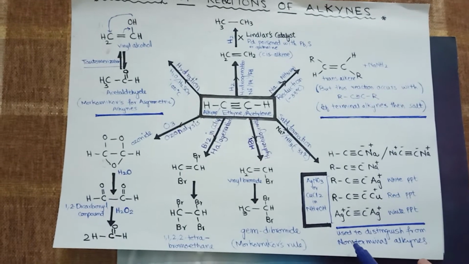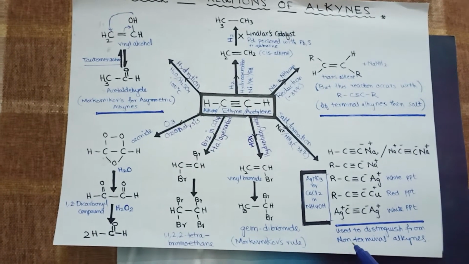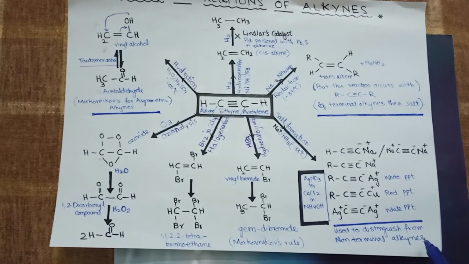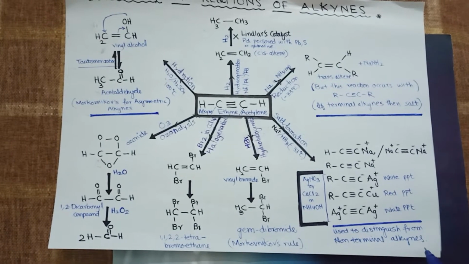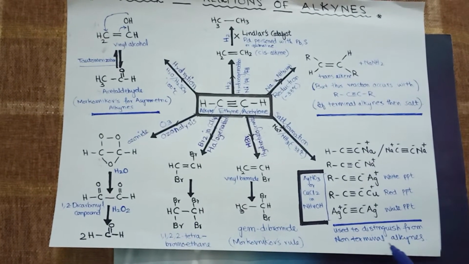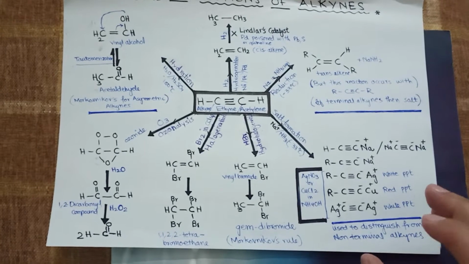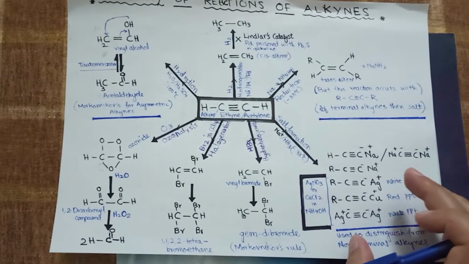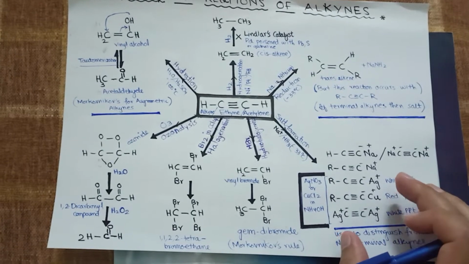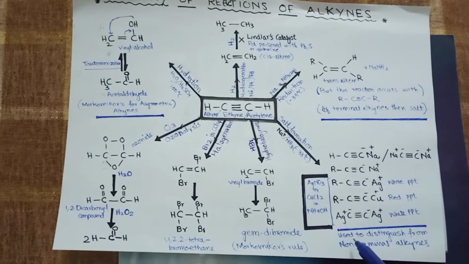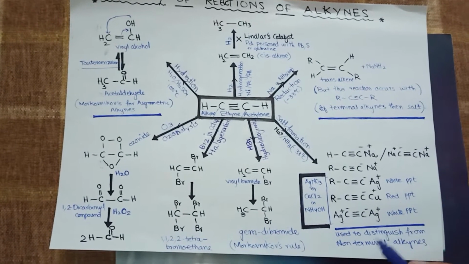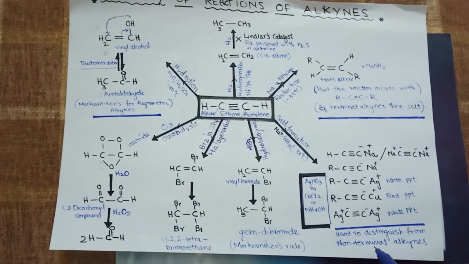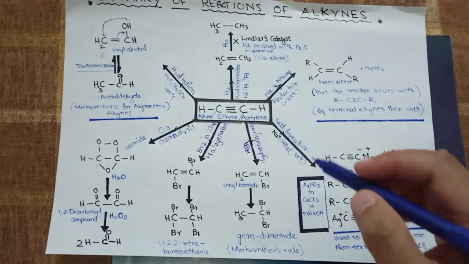So this silver or copper test is used to distinguish terminal from non-terminal alkynes. If we have non-terminal alkynes, then we will not get this salt formation. So this salt will be produced when we have terminal alkynes. So these are important when we are going to distinguish terminal alkynes from non-terminal alkynes.